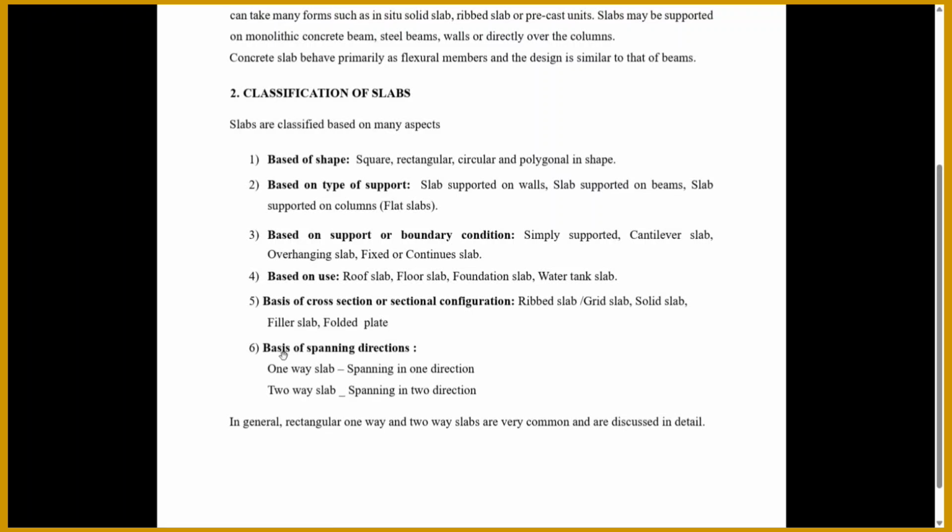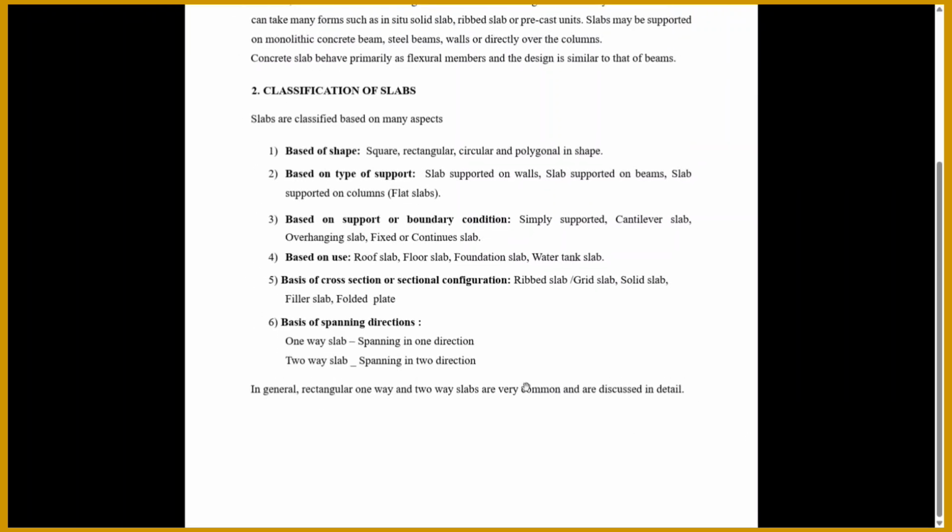Next, sixth classification of the slab is based on the slab spanning direction. This is the main type of slab. In that, one-way slab spans in one direction only, and second is the two-way slab spanning in two directions. In general, the rectangular one-way or two-way slabs are very common and are discussed in detail. Here we will see one-way or two-way slab design.